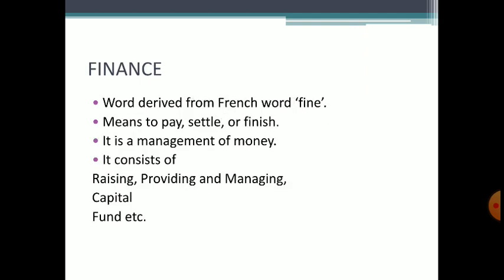Before going to know financial management, we want to know about finance and management. What is finance? Finance is a word derived from the French word that means fine, which means to pay, settle or finish. Finance is the provision of money at the time when it is required. We know that every enterprise, whether it is small, medium, or big, needs finance to carry on its operation to achieve its objectives. Without adequate finance, the enterprise cannot accomplish its objectives. So, we know that finance is very important in every business organization.